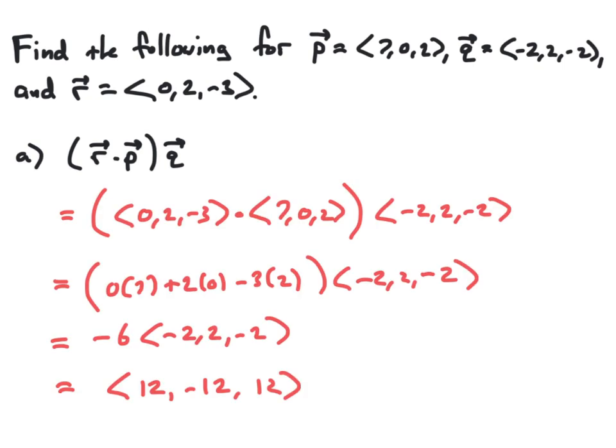For the expression (R dot P) times Q, we first want to find the dot product of the vectors R and P. So that would be 0, 2, negative 3 dot 7, 0, 2. We compute that dot product and find that the value is equal to negative 6. We then scale the vector Q, which is negative 2, 2, negative 2, by negative 6, multiplying each component of Q by negative 6, and we obtain the vector 12, negative 12, 12. So this is the vector (R dot P) times Q.